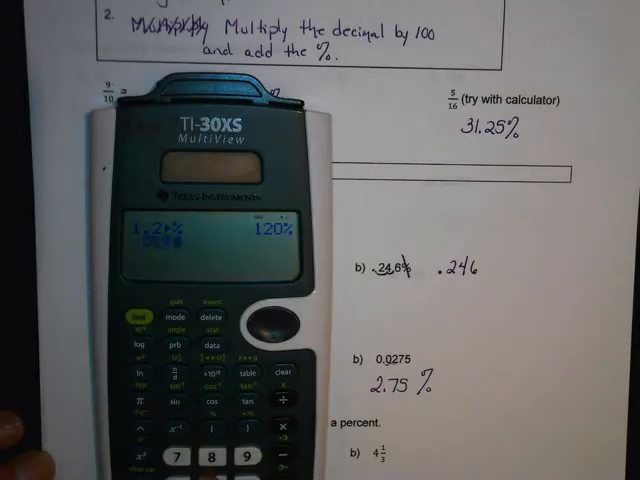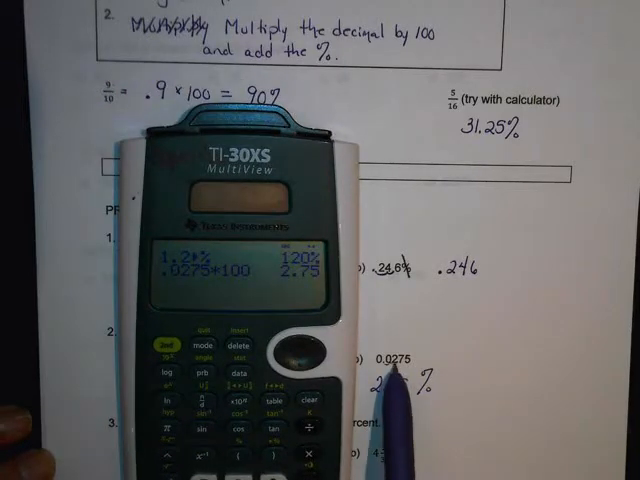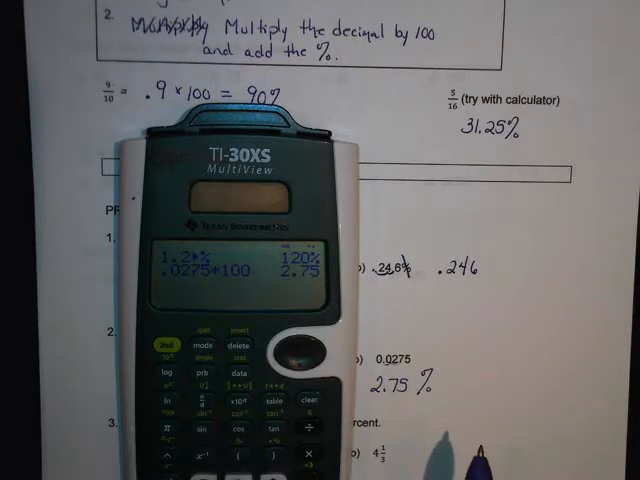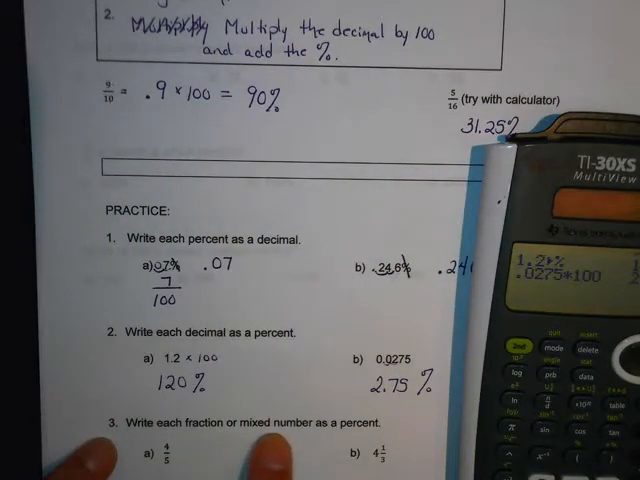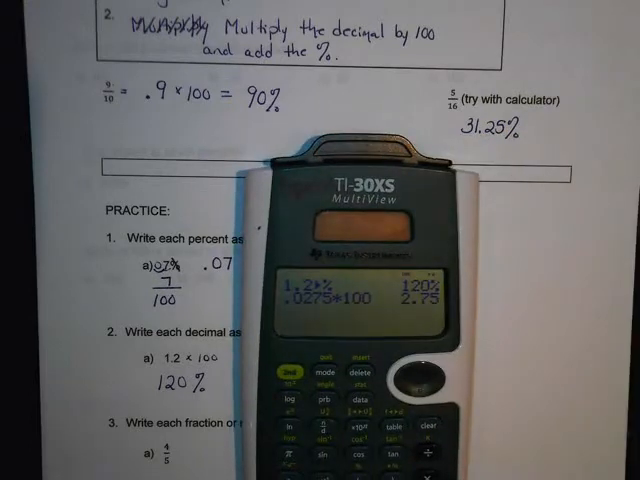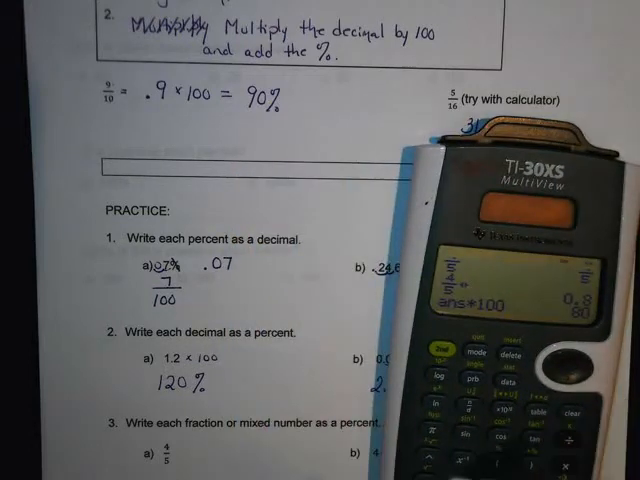So what I recommend that you do is find one that you love. I usually just, if I have a decimal and I want to change it to a percent, I take that decimal and multiply it by 100. That's what I do. Okay? All right, and then write each fraction or mixed number as a percent. So what I do is I change these to a decimal, and then I just multiply by 100. So if you get a 4 out of 5 on a quiz, you got an 80%.